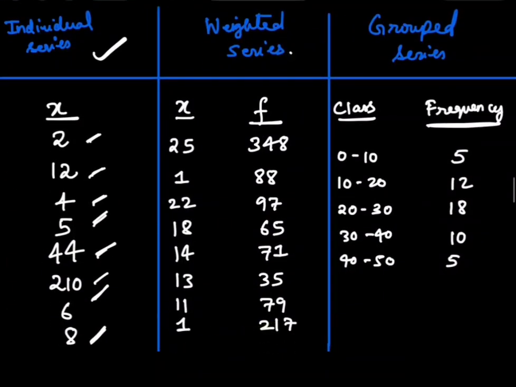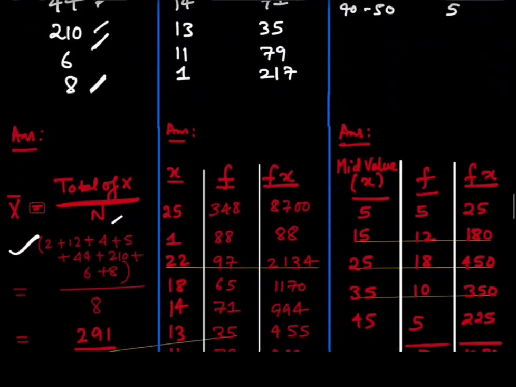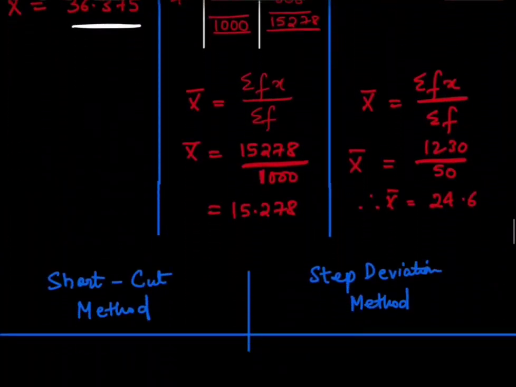Next we have weighted series. Weighted series means a series where the frequency is there and the values of x are there. How do we find the mean of such a series? In such a case, the formula for finding the mean is summation fx by summation f.